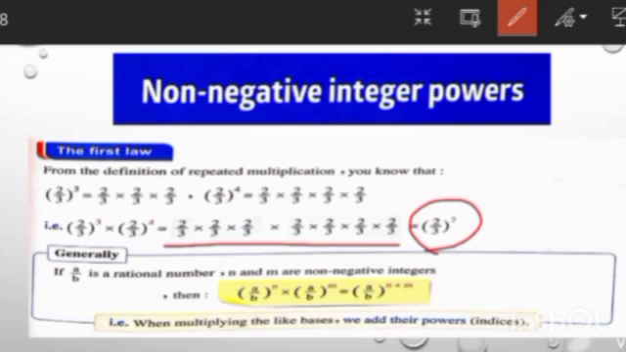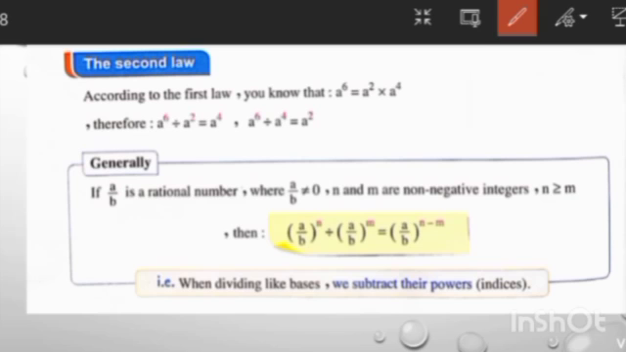Then the rule, the first law here, it will be (a/b)^n times (a/b)^m. Then we add the powers. It will be (a/b)^(n+m). Okay, it's the first rule in this lesson. The second rule.